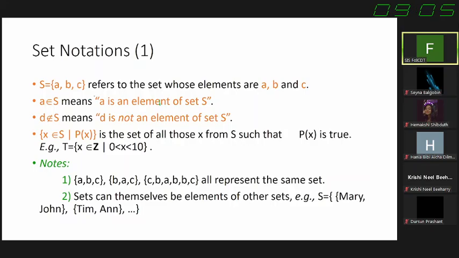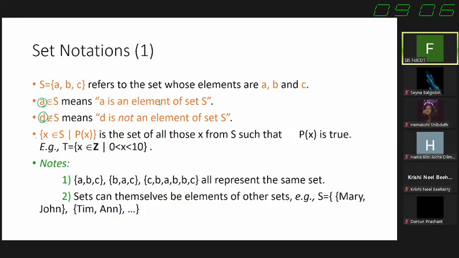So, set notations. What are we on about? Let's have a look at those notations. S equals {A, B, C} refers to the set whose elements are A, B, and C. Pretty simple. A is an element of S, very simple. D is not an element of S, so that means A is found in the set S, and D is not found in the set S.